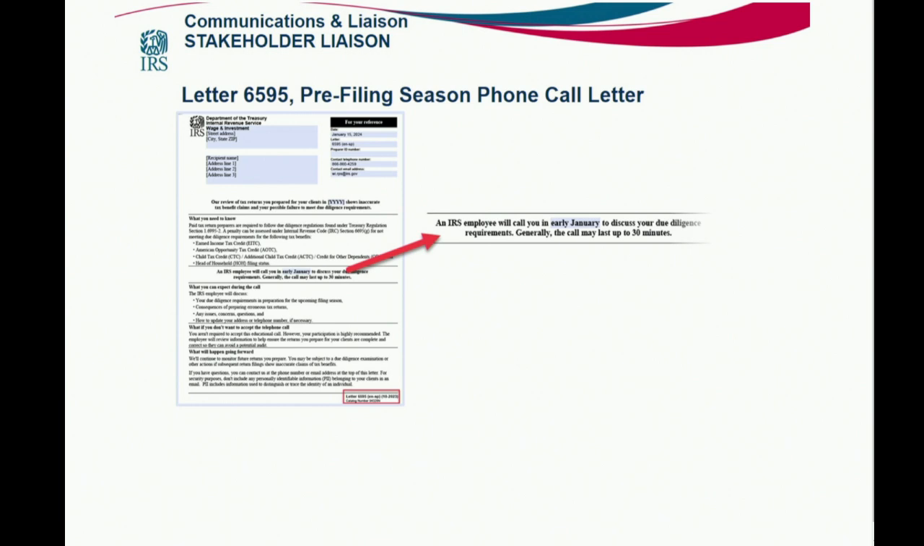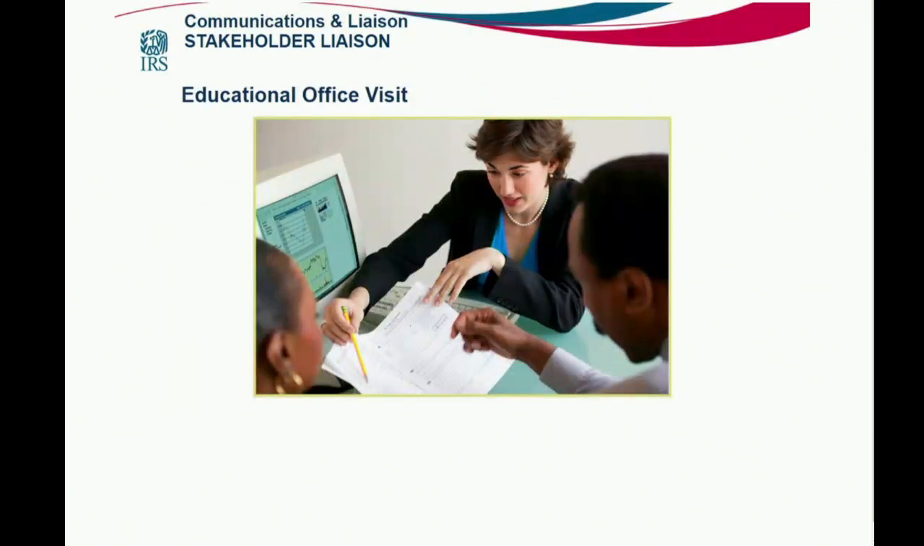Okay, I just discussed educational letters and letters to inform you that a phone call is coming. Next, I will talk about letters that inform preparers about visits and examinations. Preparers may receive letter 6223, which is the Knock and Talk Visit Introduction. The main purpose of a knock and talk is to educate the preparer. It allows an IRS employee to discuss current due diligence laws, address potential due diligence errors, and share information on how preparers can comply with due diligence requirements in the future.